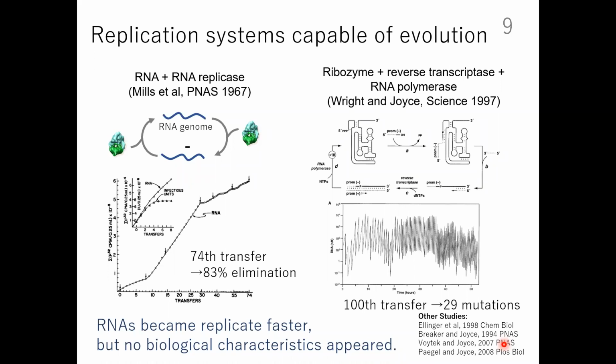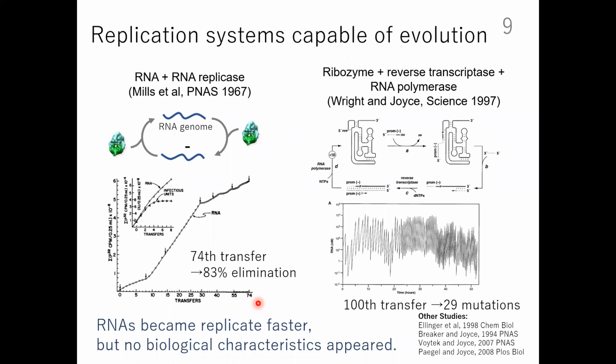The first example is Spiegelman's RNA replication system, reported in 1967. In this system, Spiegelman's group used the RNA genome of bacteriophage Q beta and the RNA replicase that originated from the same bacteriophage. They performed 74 transfers and found that the RNA eliminated 83% of its sequence, so it became shorter and replicated faster.